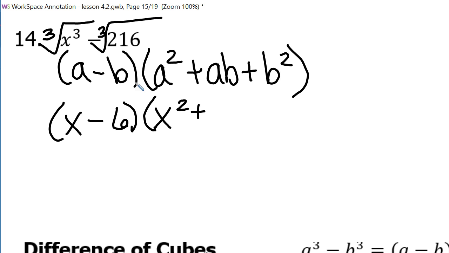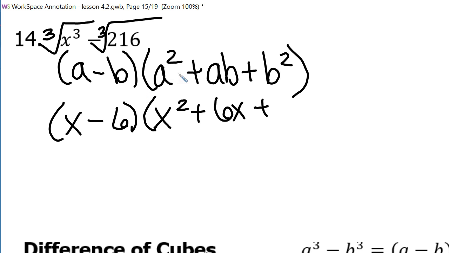What does AB mean? Multiply A times B. Notice A is x, B is 6. We don't even look at the minus sign. So we need to multiply just the x and the 6. And what's x times 6? 6x. And the formula shows that there should be a plus 6x, not a minus. Make sure it's a plus.